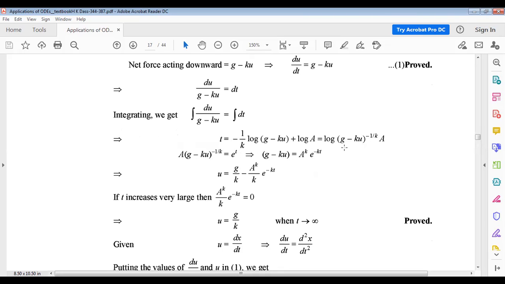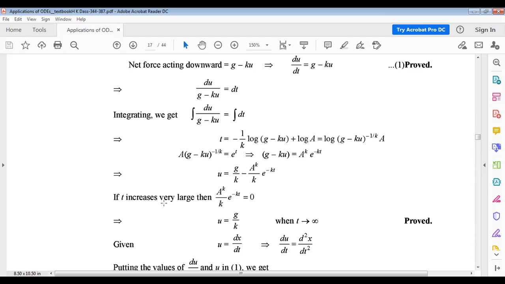Now taking inverse on both sides, we get a to the power k e to the power minus kt. So u equal to what will be? u equal to, from this, z divided by k, dividing by k on both sides, minus a to the power k e to the power kt.